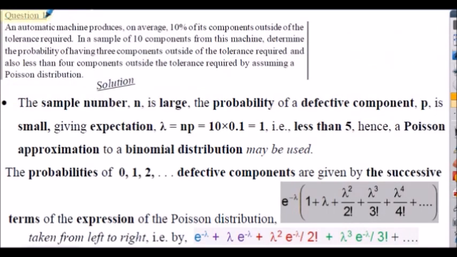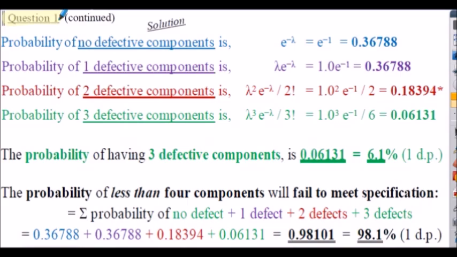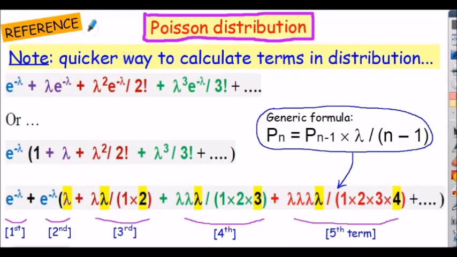Here's question 1, commencement of the solution. I'll let you review this at your own pace. Question 1, solution continued. Again, I'll let you review this at your own pace. And this slide is purely for reference.